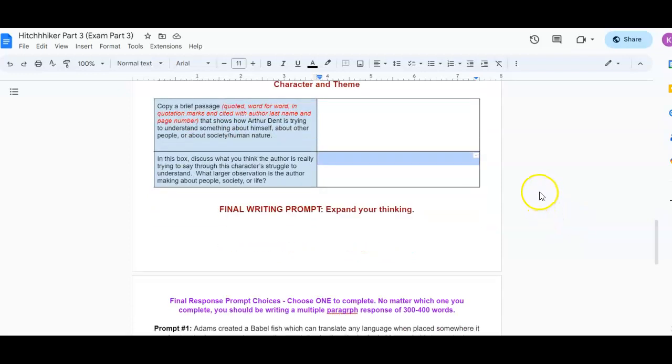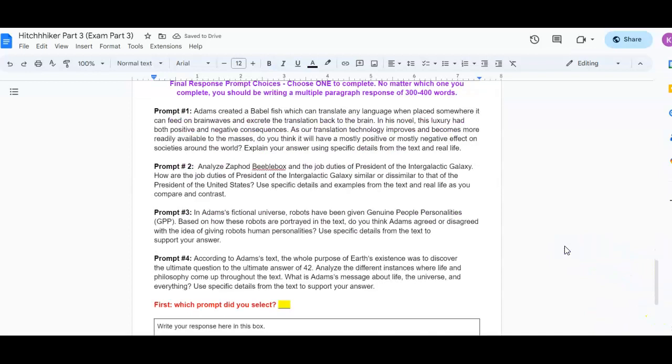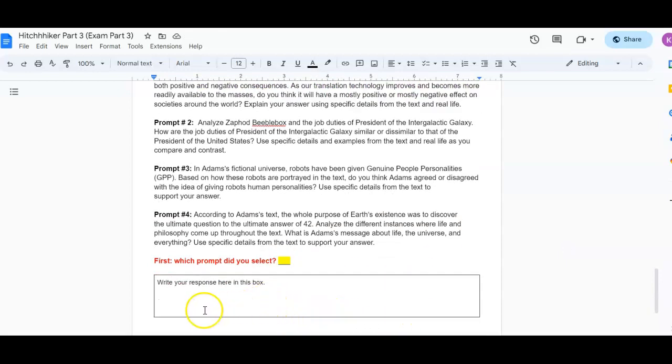And finally, it's time to expand your thinking. It's your final writing prompt. You're going to choose one prompt to complete. No matter which one you complete, you should be writing a multiple paragraph response of 300 to 400 words. Pick one of these prompts, indicate which one you selected, and then write your response in that box.